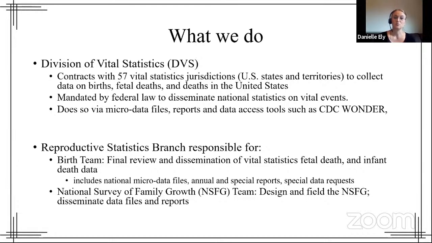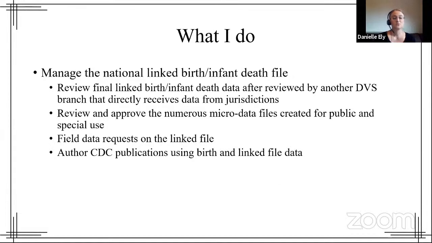The reproductive statistics branch, which is the branch that I'm in within vital statistics, has two different teams. The first team is the birth team, which is what I am a part of, and we do a final review and dissemination of vital stats on fetal deaths and infant death data, as well as birth data, which includes national microdata files, our annual and special reports, and special data requests. There's a second team that is within the reproductive statistics branch, and that is the National Survey of Family Growth. You may or may not have heard of this. They design and field the National Survey of Family Growth, and they also put out data files and reports on that topic.